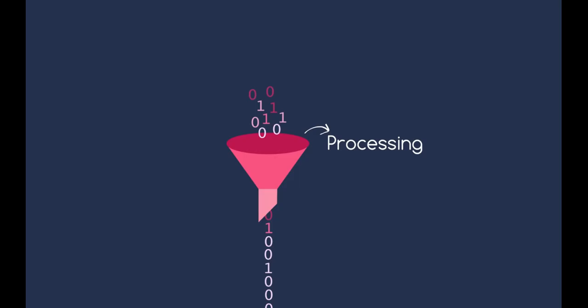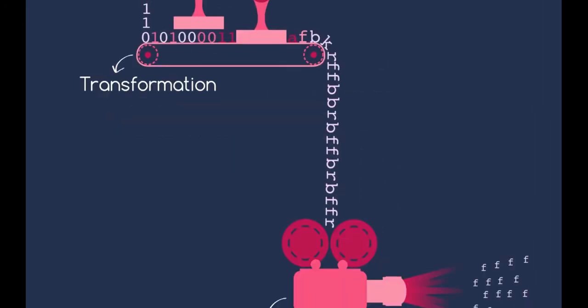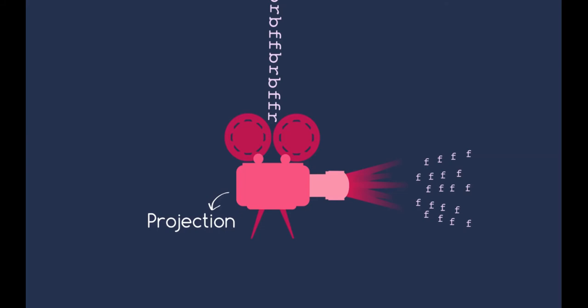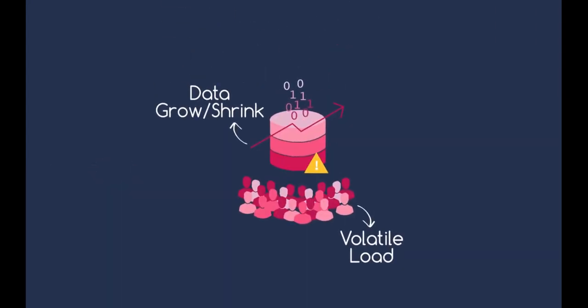Modern data analytics include data processing, data transformation, data projection, and all need an efficient storage system, which is usually a NoSQL solution. But what if your data constantly grows or shrinks under volatile load? Your storage deployment needs to be flexible, that is, elastic.